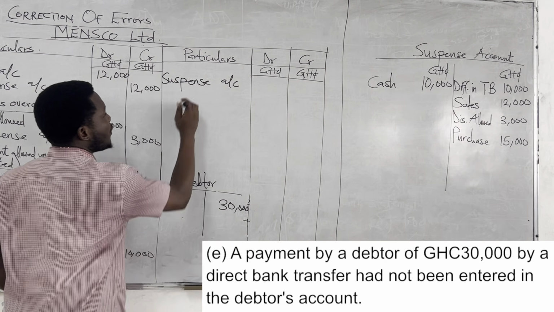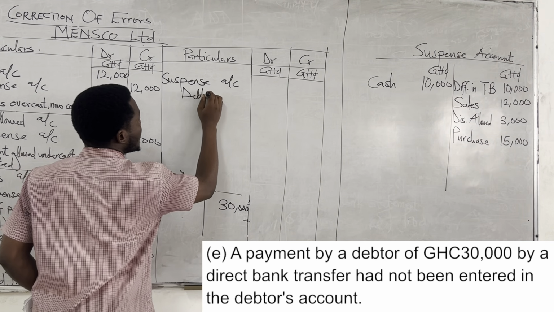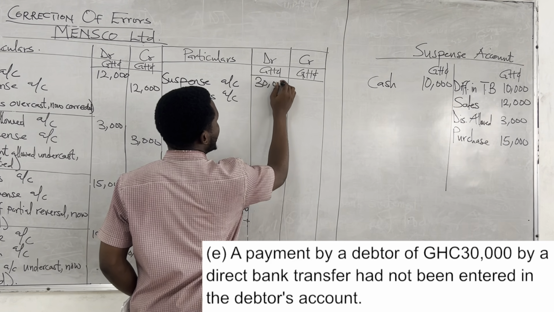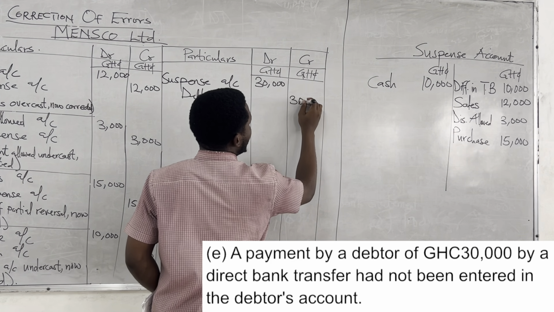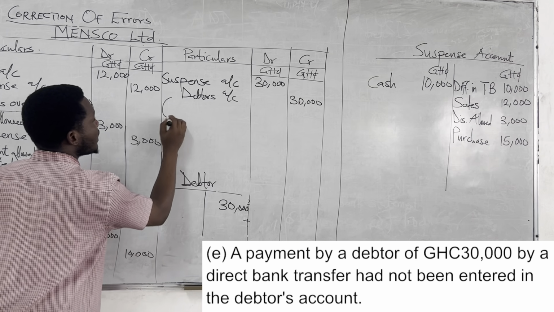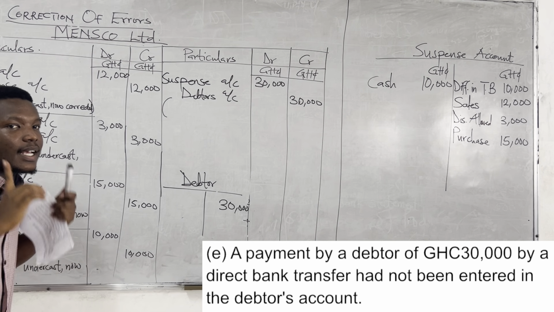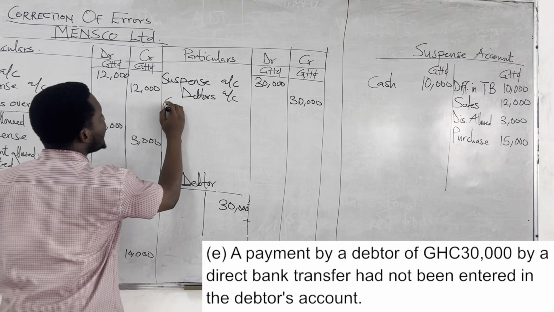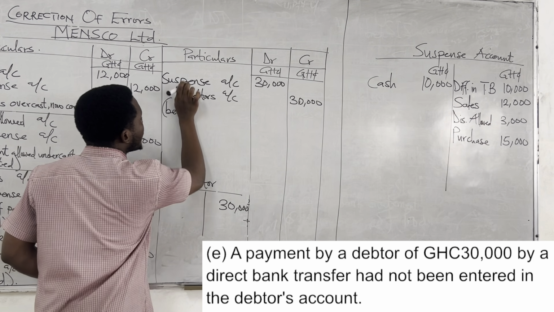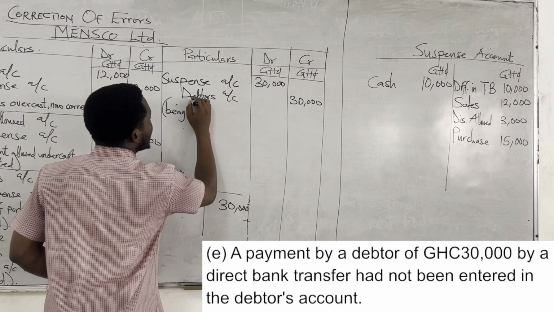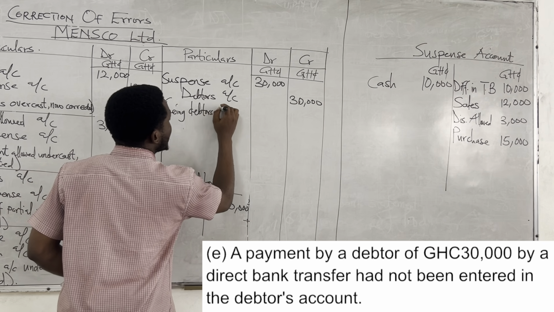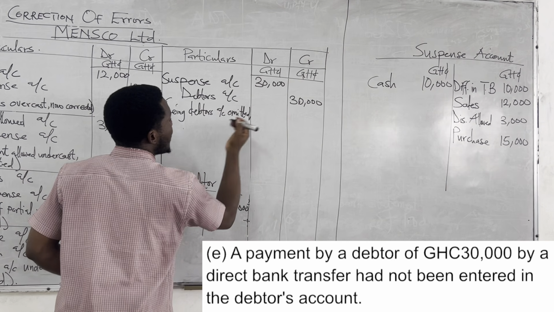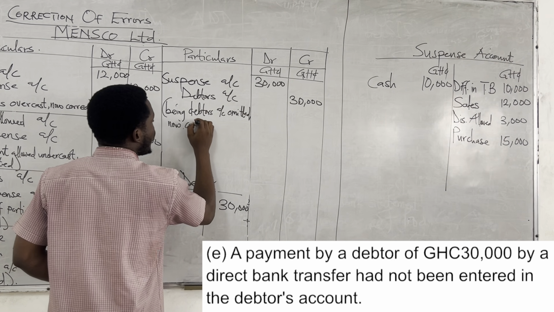Suspense account. And we have our debtor's account, which is 30,000. Now, the narration. It was only the debtor's account that was omitted. Bank recorded it. So, being debtor's account omitted, now corrected.